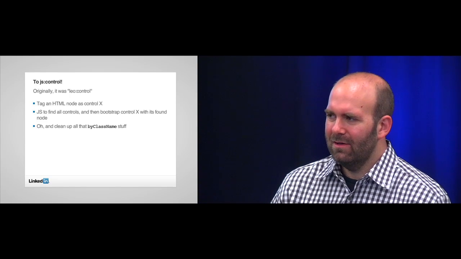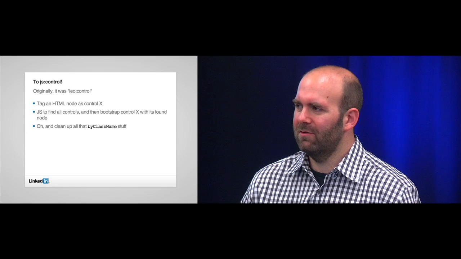It allows us to set up the config and say these are the properties of this carousel. It allows us to get rid of the dozens of by class name calls that we used to have. Now we could just say find all of the controls, and from all of the controls instantiate the proper object, reducing us down to one search of the DOM. So let's talk about JS control itself.